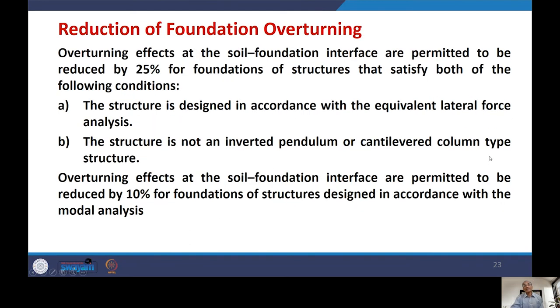Now, coming to the reduction of foundation overturning: the overturning effect at the soil-foundation interface is permitted to be reduced by 25% for foundations of structures that satisfy both of the following conditions.